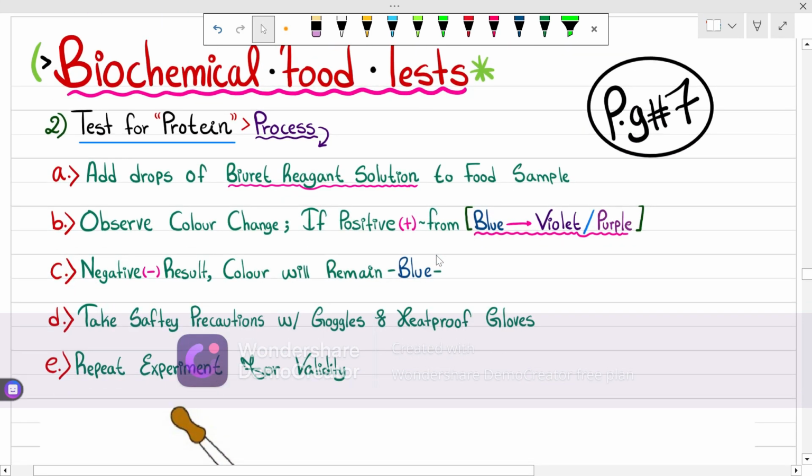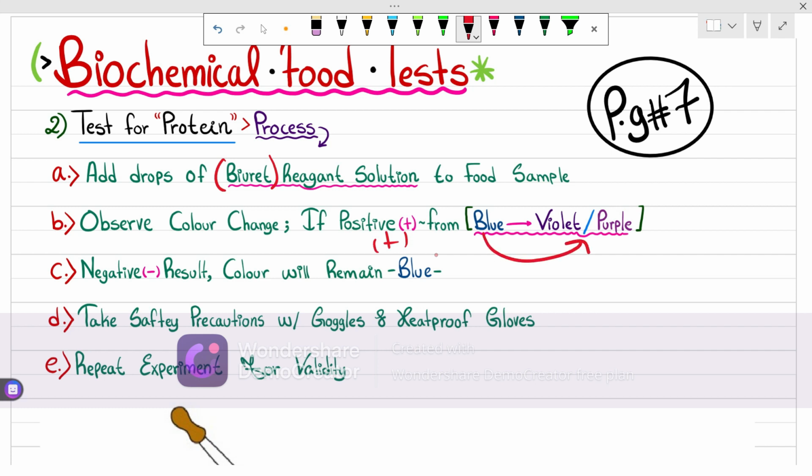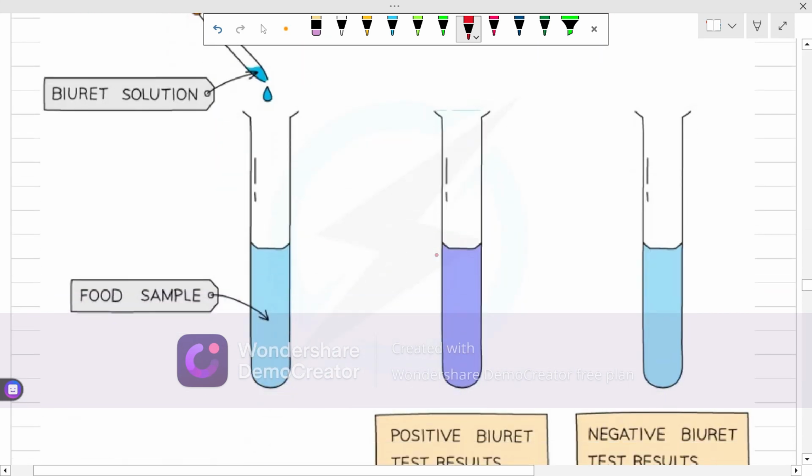Alright. The next one is test for protein. Step 1. Add drops of Biuret solution to the food sample, not Benedict's, Biuret solution, and then observe the color change. If it's positive, it's going to change from blue to violet purple. If it's negative, the color will remain as it is, it will remain blue. Again, the last two is a must. Take safety precautions with goggles and heat-proof gloves. Repeat the experiment for validity.